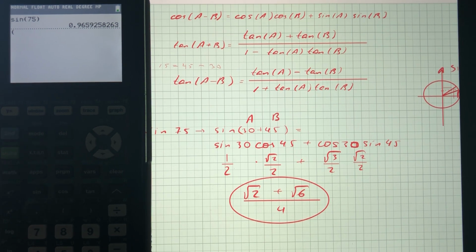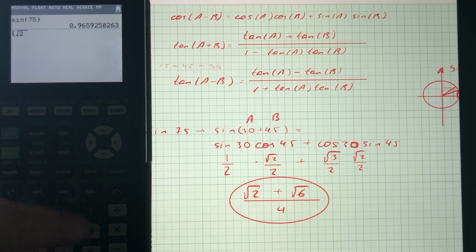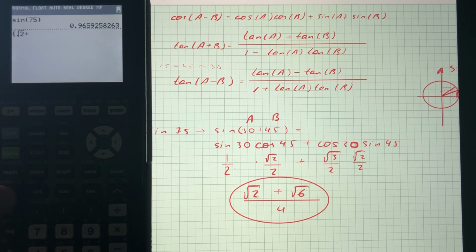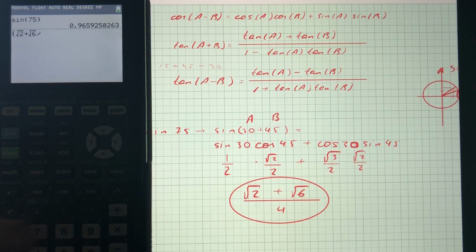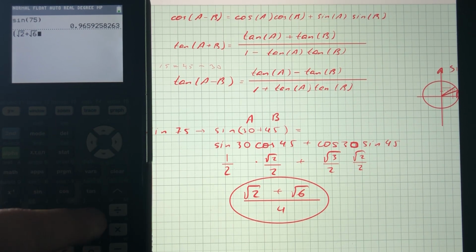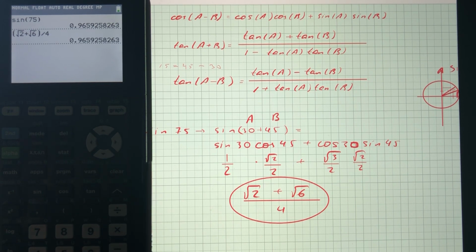So we have square root of 2, and then we have plus square root of 6, and then the whole quantity divided by 4. I need to close the parentheses, divide by 4. And the answer is exactly the same. So this proves that we have found the correct solution by hand.